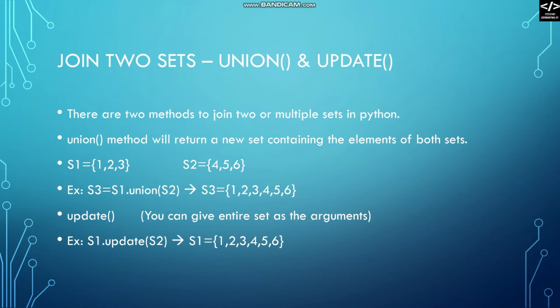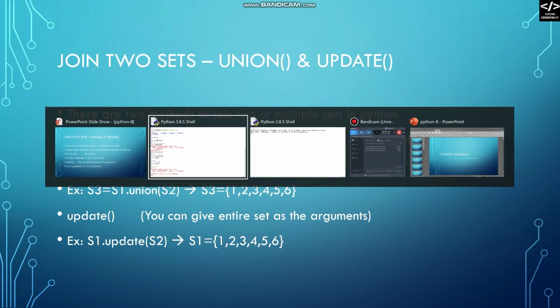Okay, now moving on to join two sets using union and update. There are two methods to join two or multiple sets in Python. So the union method will return a new set containing the elements of both sets. I will explain what a union is in the further video. So just think of joining two sets. How to join two sets? There are two methods, union and update. So let me show you the union method first.